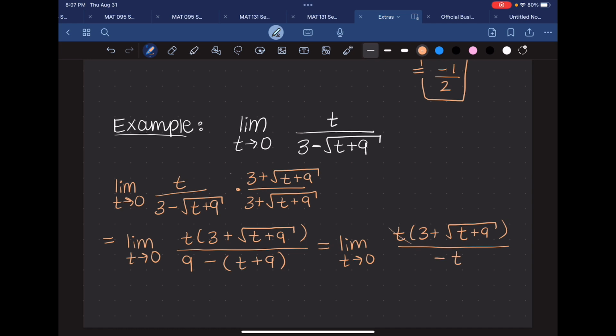So I can cancel my t's, and I get that this is equal to the limit as t goes to 0 of negative (3 plus square root of t plus 9). Now I can plug in 0 no problem, and I end up getting that this is equal to negative 3 plus square root 9, or negative 6.